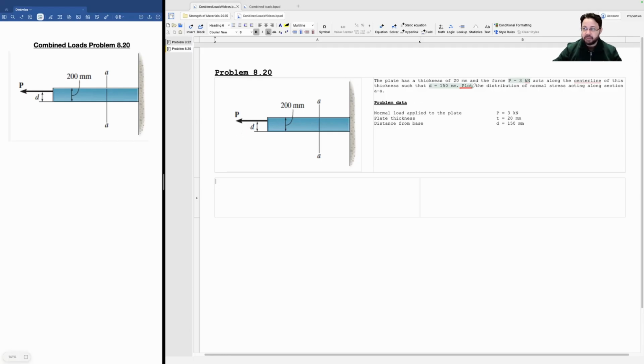It says, plot the distribution of normal stress acting along the section AA, which is this one here. Just normal. They don't talk about any shear force or shear stress or anything, and we're going to see why. Basically, there is nothing to do there.